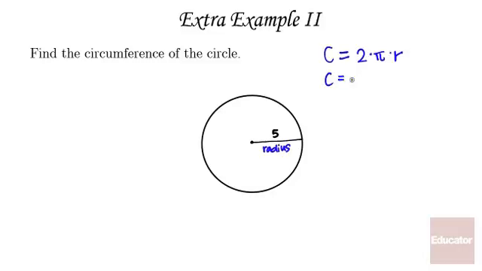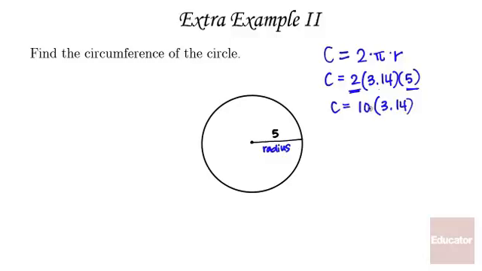So it's 2 times pi, 3.14, times 5. Now if you want, we can multiply this and this first, right? Remember, the order doesn't matter. You can multiply this times this and then to that. But I know that if I multiply 2 times the 5, then I get 10, and 10 is an easy number to multiply with. So C is 10 times 3.14.